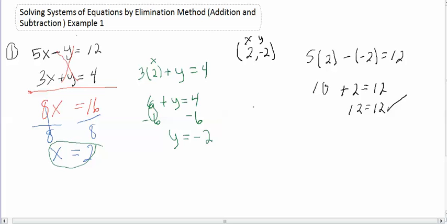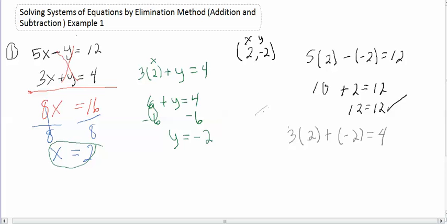Now I'm going to do the same thing with the second equation. I'm going to go ahead and do that in a gray color. So now I've got 3. Instead of an x, I'm going to put 2, plus, instead of a y, I'm going to put a -2. And when I get done, if I did everything right, both sides should equal 4.